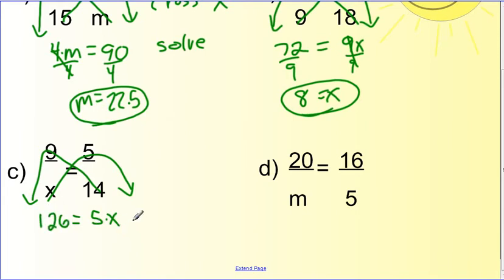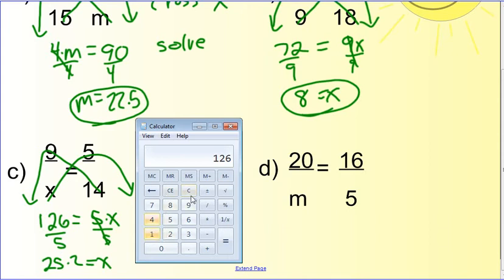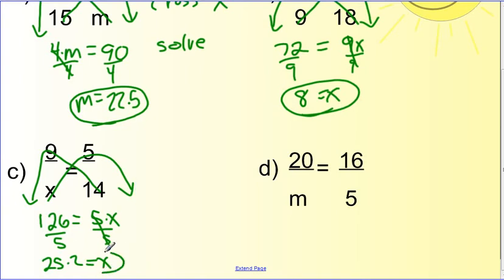Now to solve, get the variable by itself, so I divide by 5, divide by 5. These cancel. X equals 126 divided by 5. That's going to go in 25.2. But double check. 126 divided by 5 equals 25.2. By the way, it's okay to get decimals for answers.